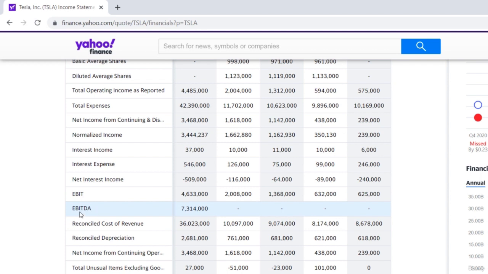EBITDA is the same concept. It's earnings before interest and taxes, and the DA part is also before depreciation and amortization. Remember, we can adjust things with depreciation and amortization. We can depreciate assets, like our equipment, which changes our income, basically taking that out of the equation. So that raises that number up if we take out that adjustment for depreciation. So again, it's a higher number, 7.3 billion.